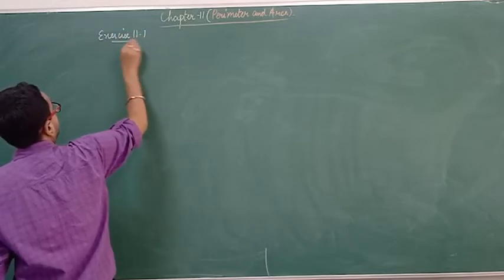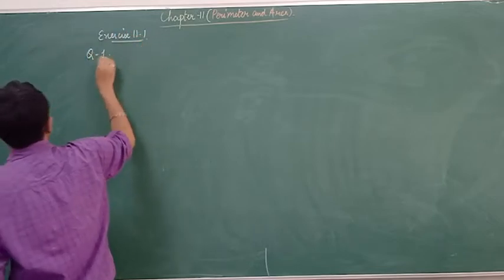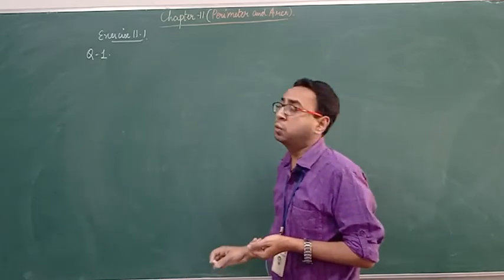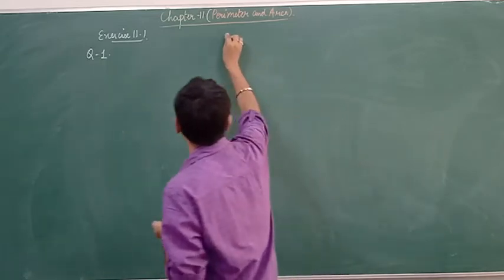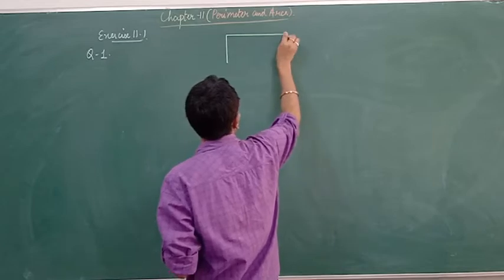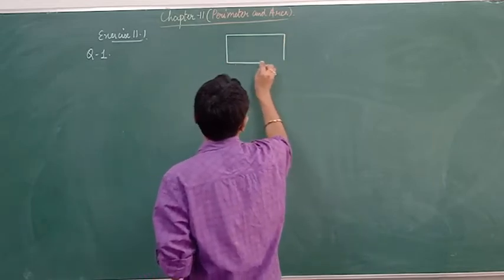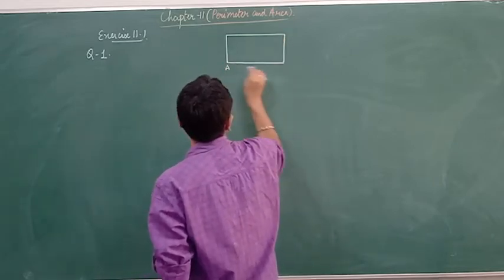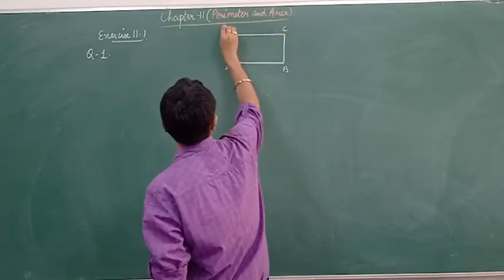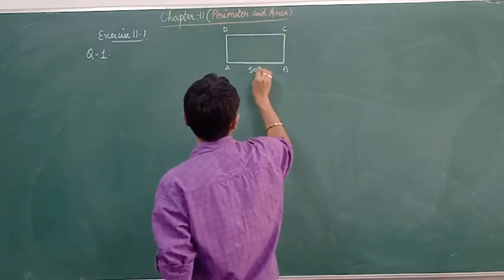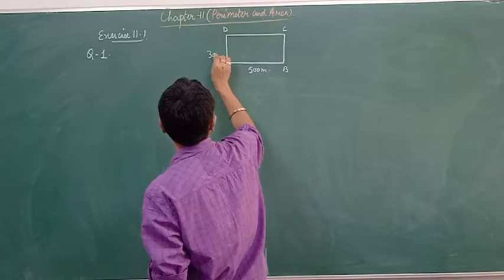Exercise 11.1, question number 1. Very important, do remember what we have to do. We have to draw the figures. That is very important. Figures are very important. It will really help. You need not see the question again and again. Draw the figure, mention the dimensions, and you'll get the answer. Length is 500 meter, breadth is 300 meter.